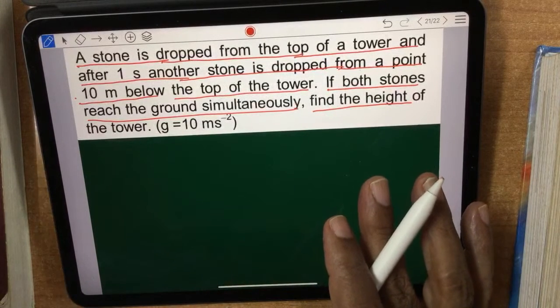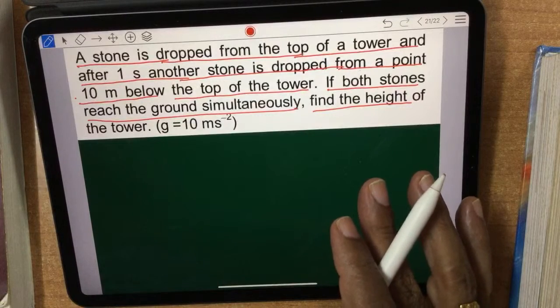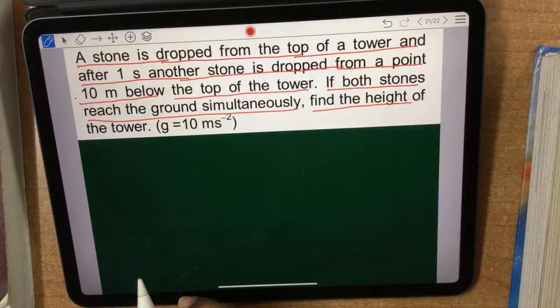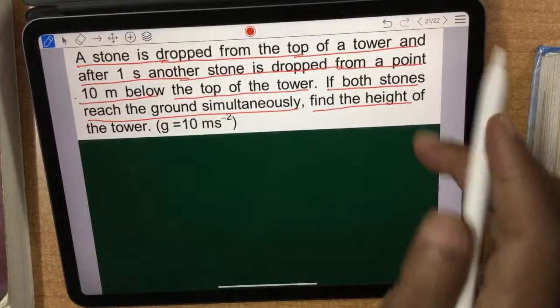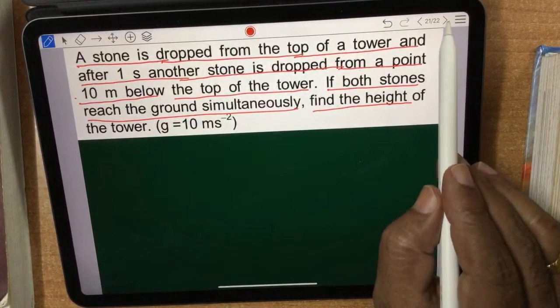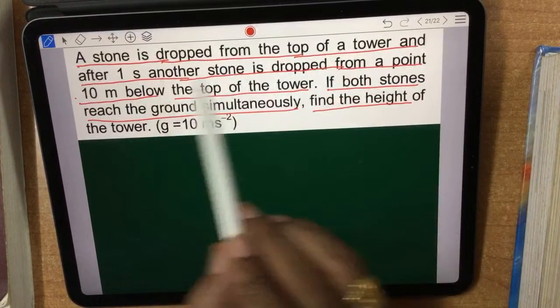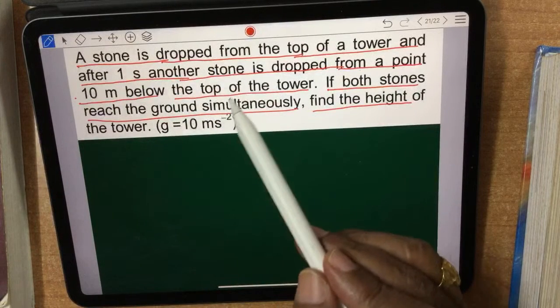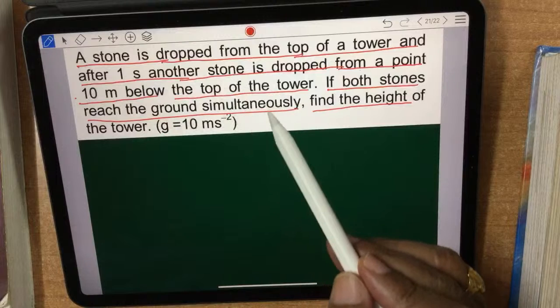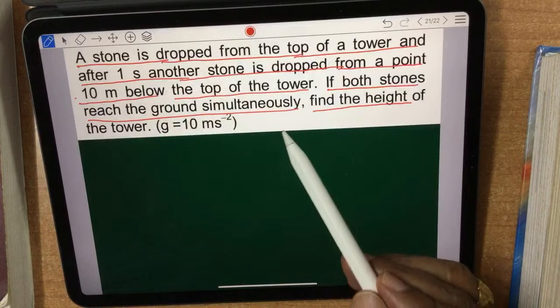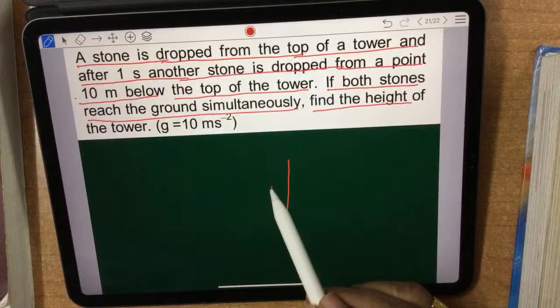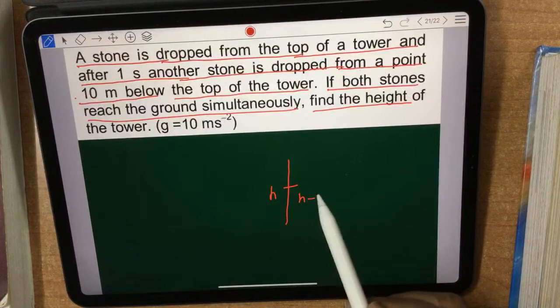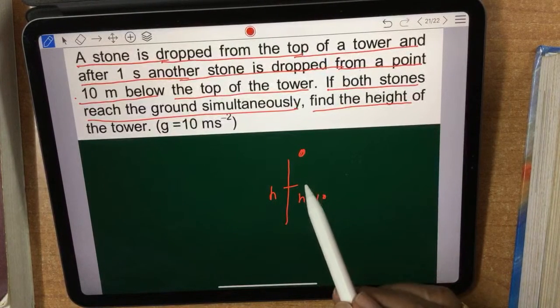This is the question he has sent. I have directly taken a photo, and I can explain. Okay, don't worry. The first one is dropped from the top of the tower. The second one is dropped from 10 meters below. That means one is h, the other one is h minus 10.